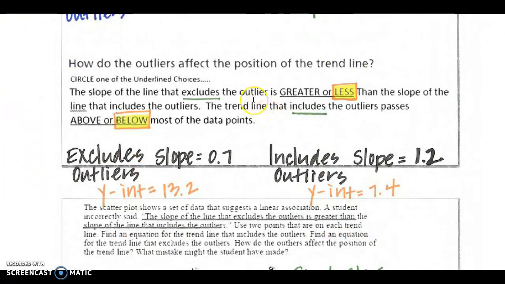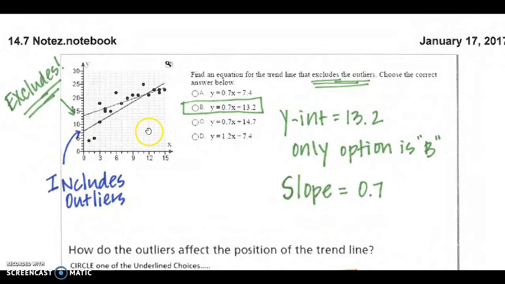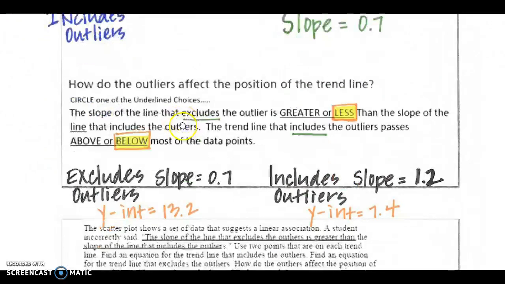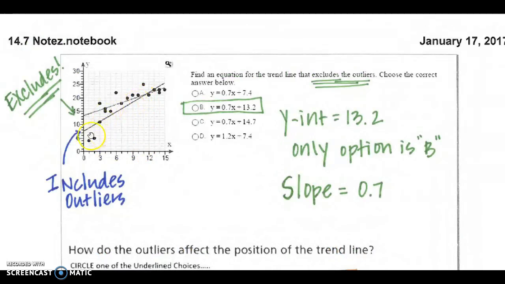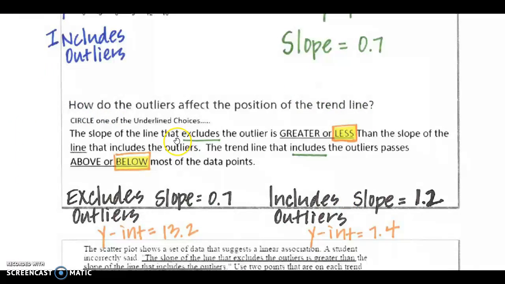Now, they want you to compare the 2 lines, and you have to answer some questions. The slope of the line that excludes the outliers was 0.7. The one that includes it was 1.2. So the slope that excludes the outliers is less than the slope that includes the outliers. Now the trend line that includes the outliers, this bottom one right here, is below most of the data points. Why? Because it had to move lower to include these little guys down here that are considered outliers.